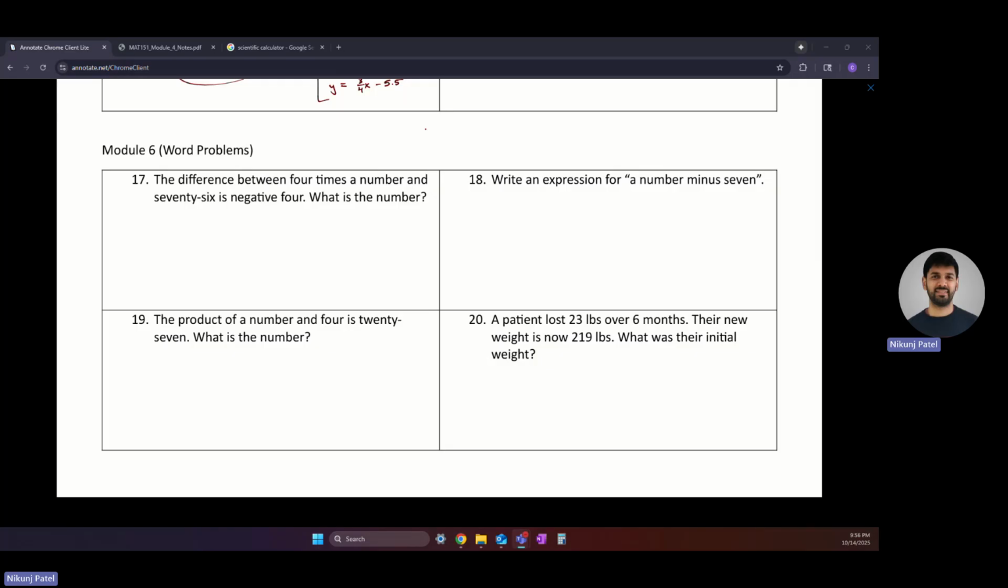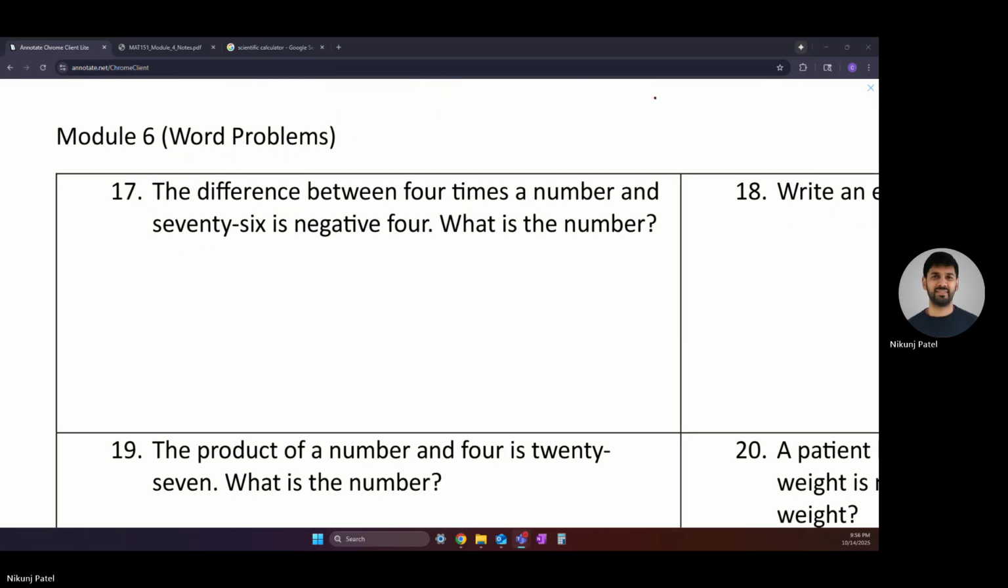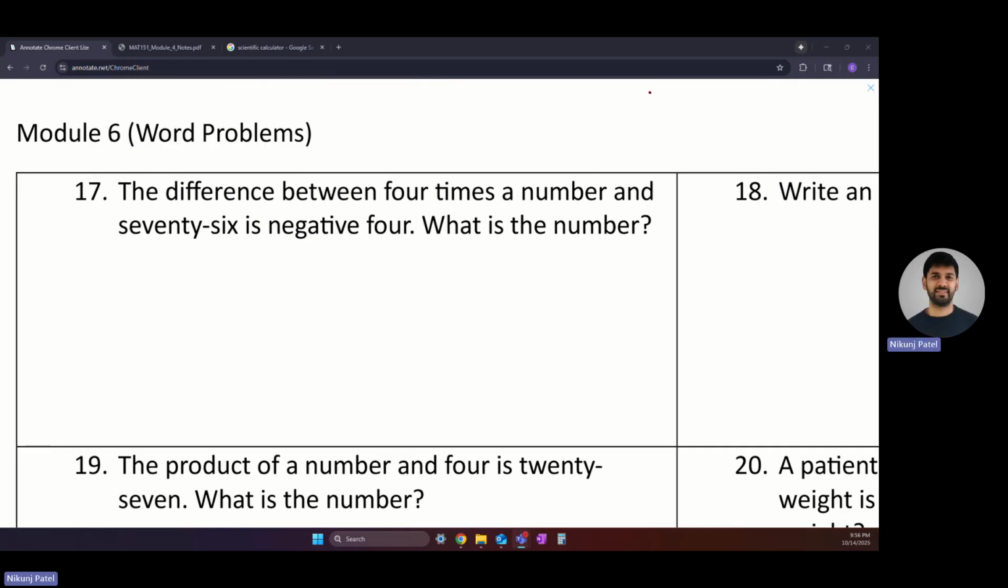So in each of these questions, I'll walk you through my process on how I would translate things into equations and numbers and whatnot. So number 17 here says the difference between 4 times a number and 76 is -4. What's the number? So there's a lot of different pieces here.